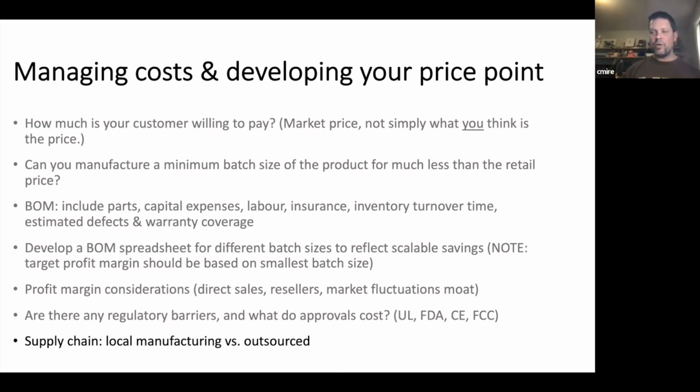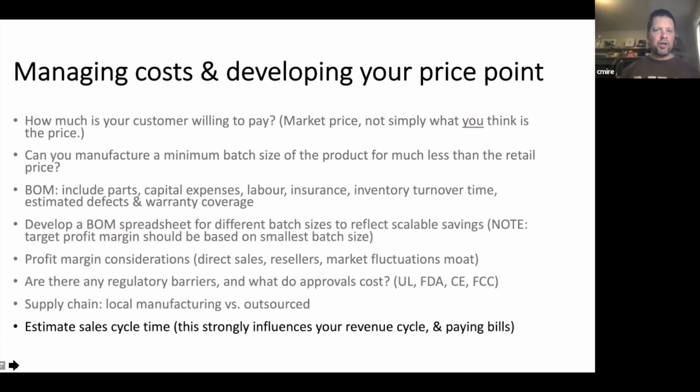We were able to go to our grant agencies and say, hey, we're spending money in Canada, we're helping to create jobs, all that kind of thing. All right, last part on this slide, and then maybe we'll give a minute or two for everybody to take a break before we jump into the next little bit. So you want to estimate the sales cycle time, and this strongly influences your revenue cycle and paying the bills. So I touched on this a little bit earlier.